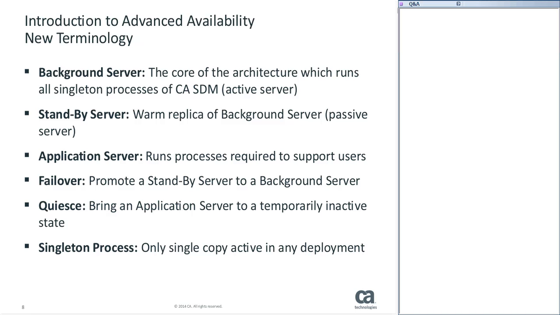And then singleton processes. Now, a singleton process is a process that there's only a single instance of running in the deployment. And the singleton processes are always running on the background server, and we have a slide coming up in just a bit that gives a list of all the singleton processes, so you can hopefully understand that a little bit more.